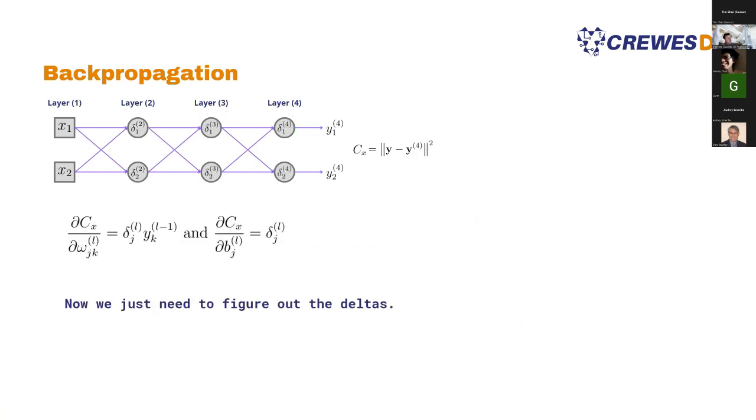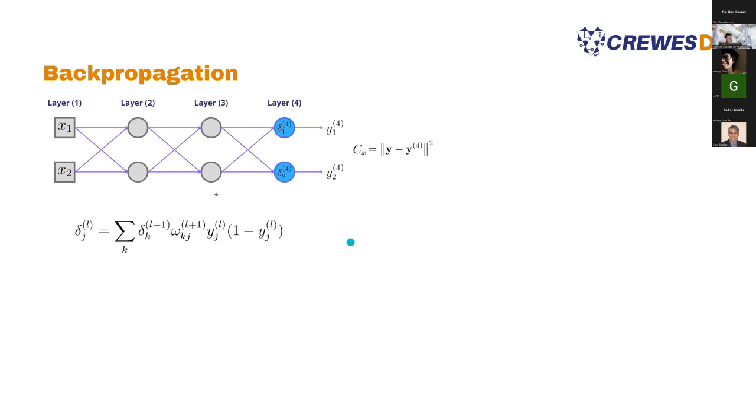Now, what we need to do is figure out the deltas for all the previous layers that we have. We know the derivative of the last layer. Now we need to figure out all the deltas. Also using the chain rule, that's how we calculate the deltas, basically. The delta for one layer in here is going to be a function of the delta of the next layer. So that's why it's called backpropagation, because to calculate the delta, for example, for layer 3, we need to know the delta of layer 4 first.